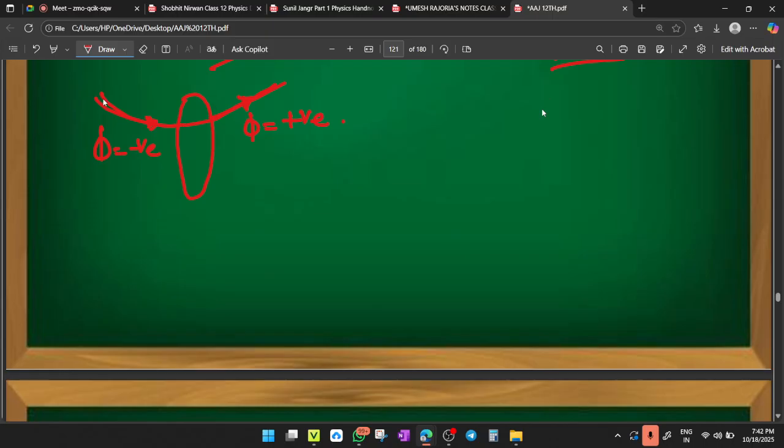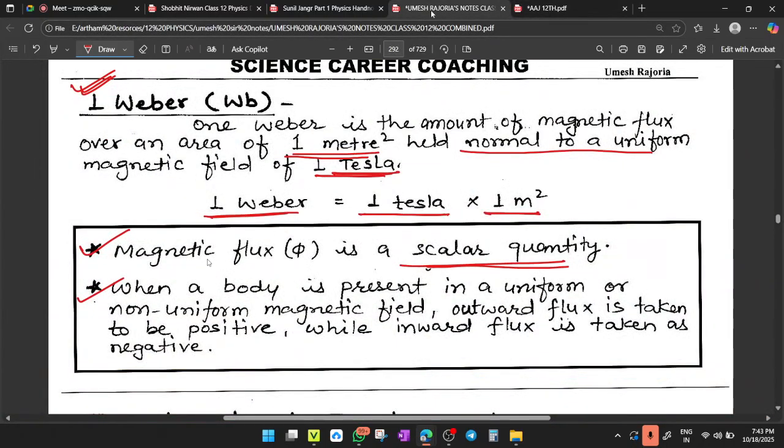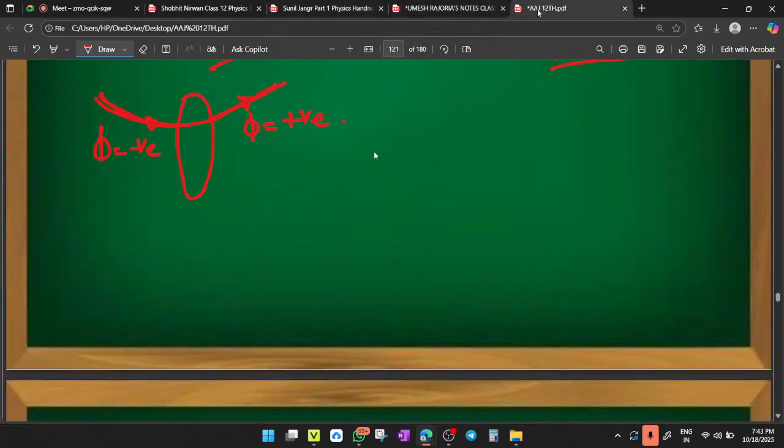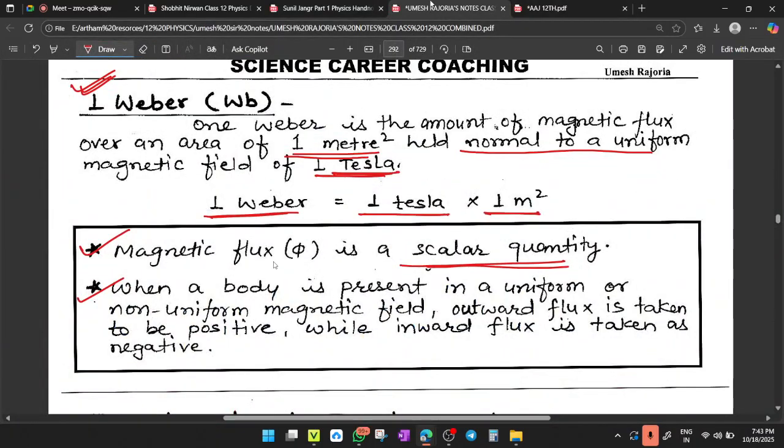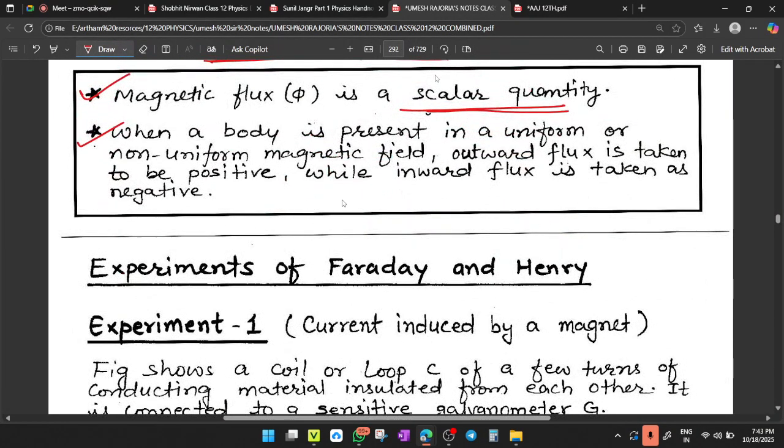Total flux equals 0 because the amount of flux entering is equal to the amount of flux exiting through a coil. This is a very important question we have read in the previous topic. Why is the amount of flux equal to 0 through a loop? So total flux phi through any loop is equal to 0. Maybe you remember we have seen such a question many times. Okay, so this is completed. Inward flux is taken negative and outward flux is taken positive.